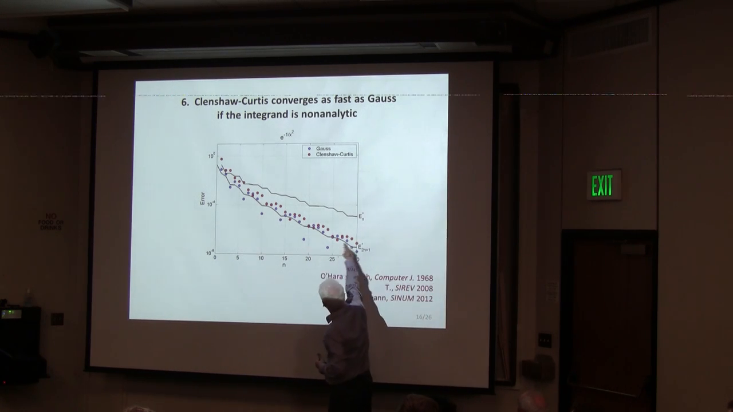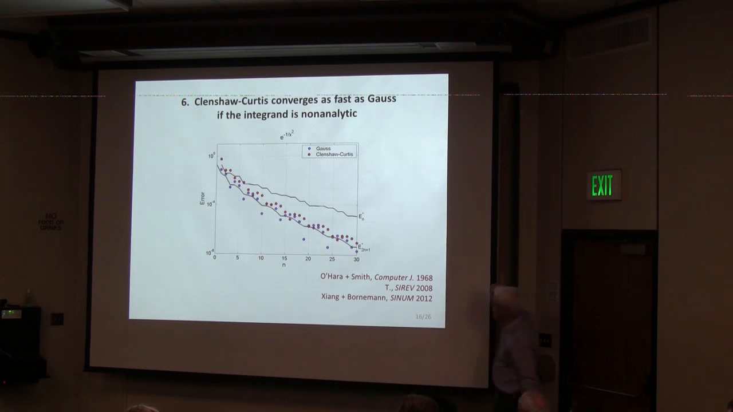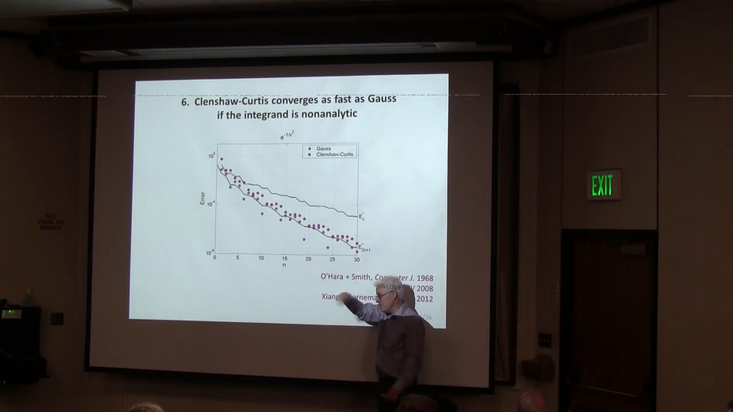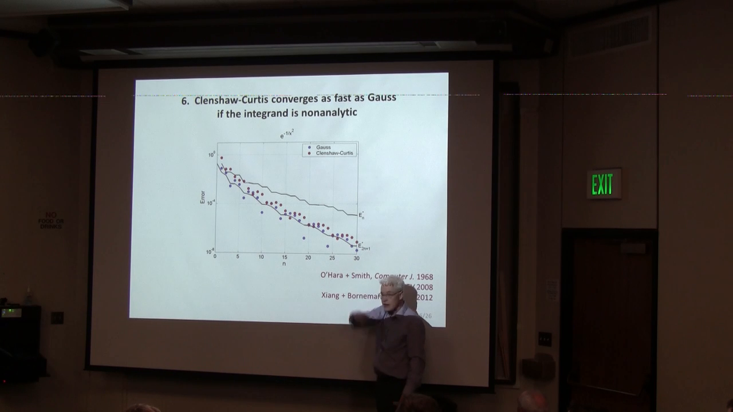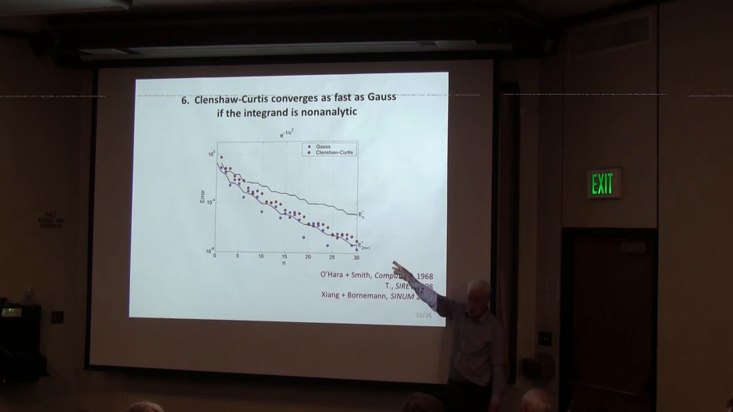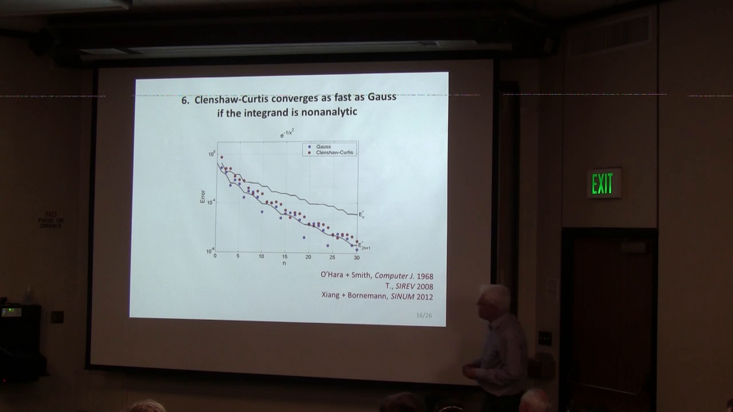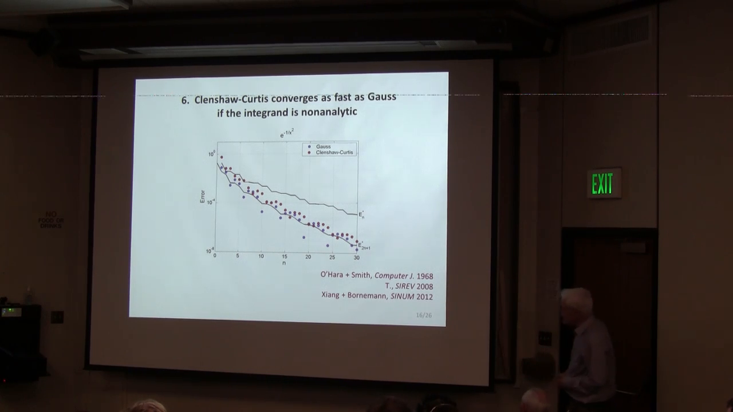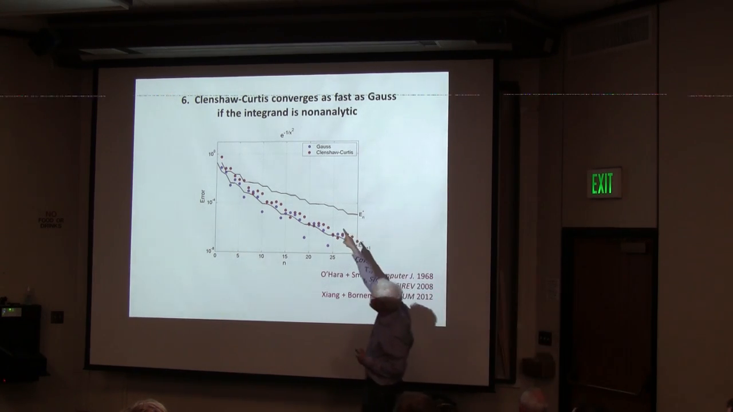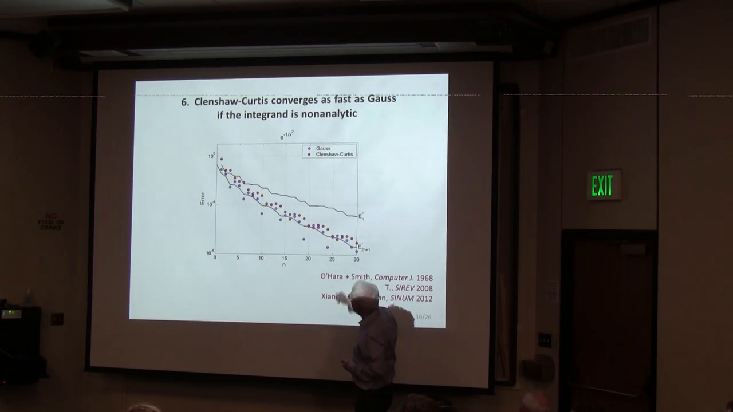The blue dots are Gauss quadrature, and the red dots are Clenshaw-Curtis. So blue dots are based on interpolating your data in Legendre points, red dots, Chebyshev points. There's no difference. If your function is very analytic, there's a difference. But if it's not analytic, there's no difference. So here we have a C-infinity but not analytic function.